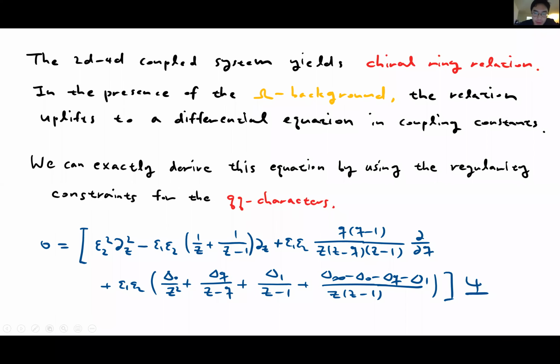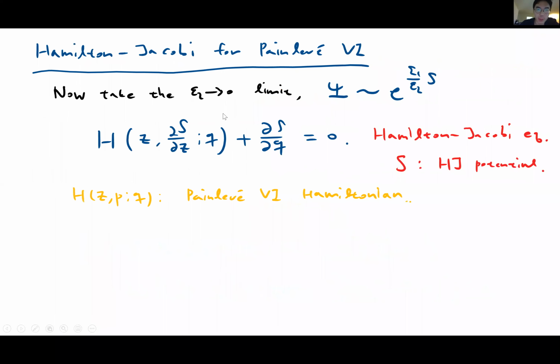Now, this equation directly connects our gauge theory to the Painlevé VI problem. What we do is take the epsilon 2 to 0 limit. It's called the Nekrasov-Shatashvili limit. And this partition function will show asymptotic behavior like this: exp of epsilon 1 over epsilon 2 times S. In other words, this S is like the free energy of the effective theory on the Z2 plane.